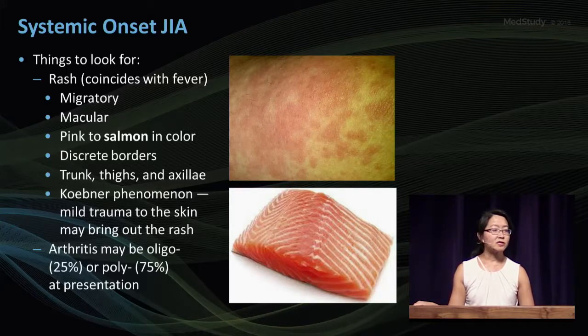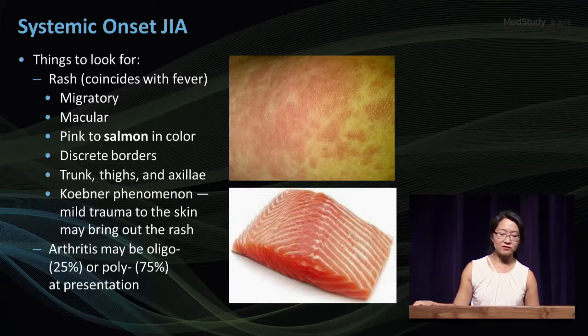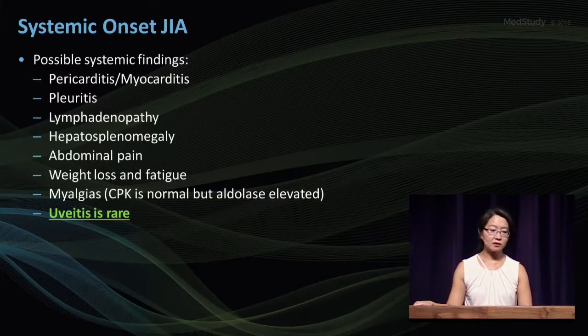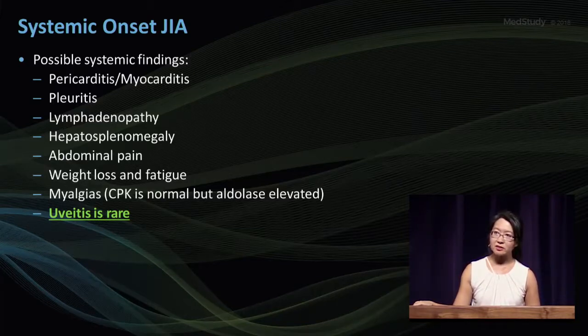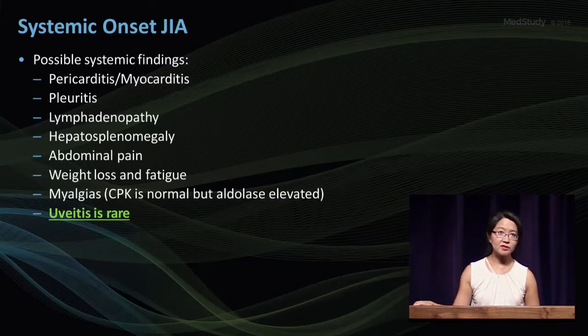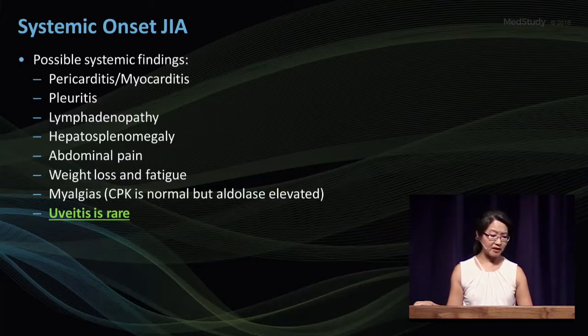The majority of patients with systemic onset JIA will have a polyarticular arthritis. So usually they'll have 6, 8, 12 joints involved, but about a quarter of them will have oligoarthritis. There are associated findings with SOJA as well. Patients can present with serositis, so they can have pericarditis, myocarditis, pleuritis, or abdominal pain. These patients present with swollen lymph nodes. They're very large around the cervical, axillary, or groin lymph nodes. They can also have hepatosplenomegaly, abdominal pain, weight loss, fatigue.